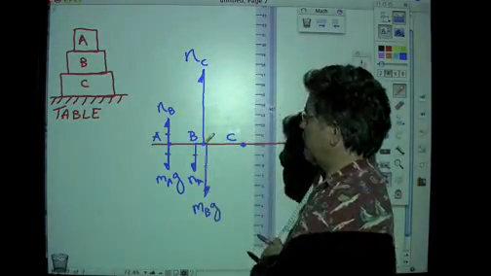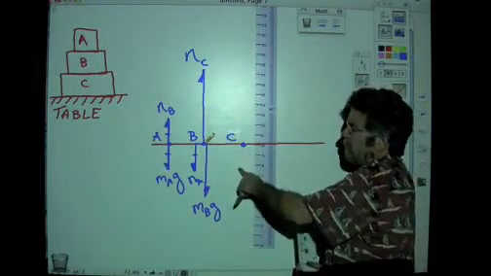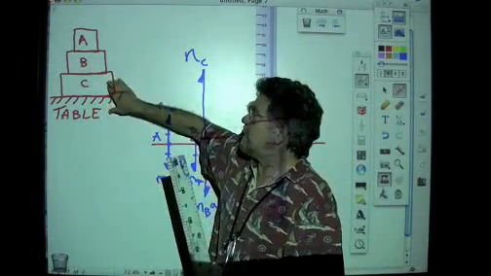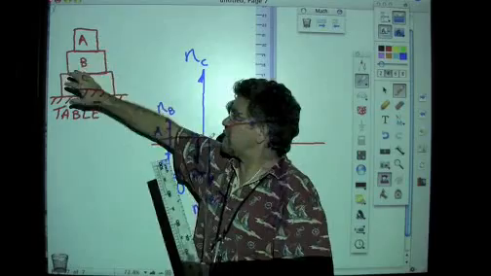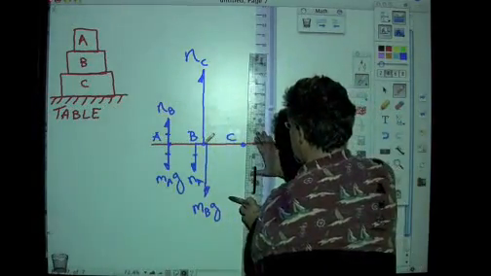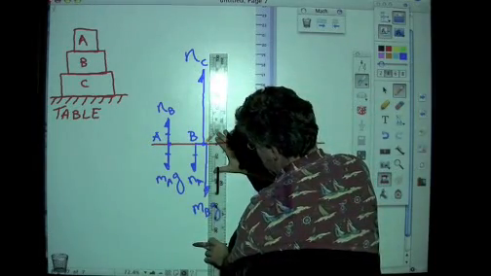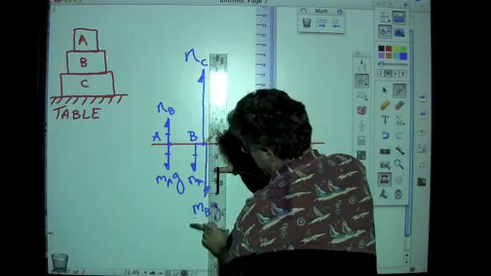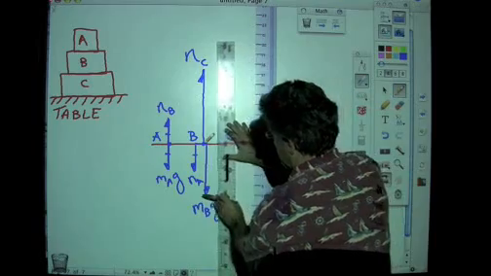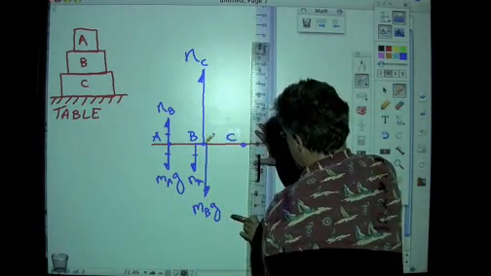So now we go to box C, and now C has got two boxes on top, and a lot of you want to put three forces down, but you don't. Box C has no idea that box A is up there. It just thinks that box B is heavier than it really is. So on box C we're only going to have two forces down again, and I'll make it a little bit bigger again.